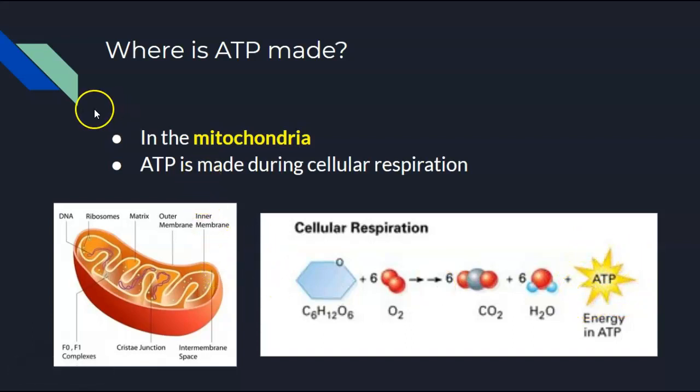Okay, so we're going to get into cellular respiration next time, but I want you to write down that ATP is made in the mitochondria during the process of cellular respiration.